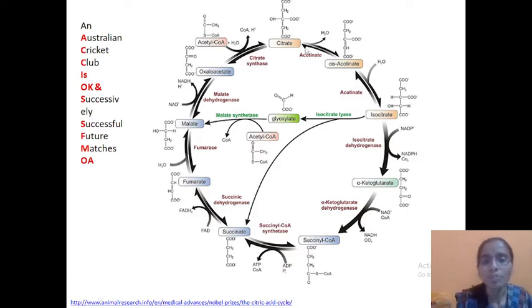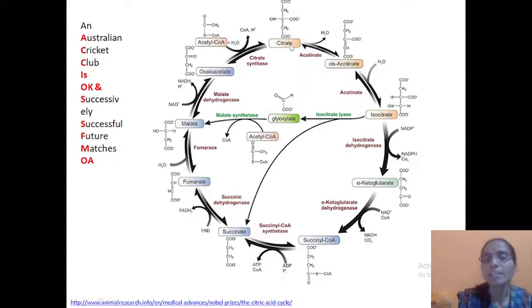First, when acetyl-CoA enters the mitochondrial matrix, with the help of the citrate synthase enzyme it will react with oxaloacetate. Oxaloacetate is a 4 carbon compound, and acetyl CoA is a 2 carbon compound. In the presence of the enzyme citrate synthase, they form citrate. Now this citrate has a 6 carbon unit.